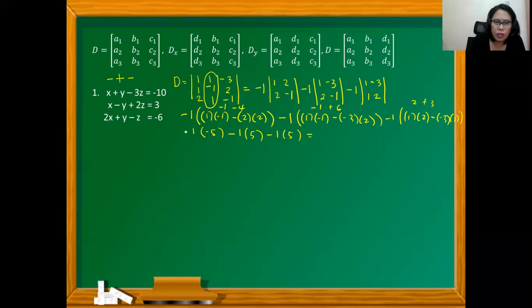So there must be a negative here. So this is negative 5 minus 10, which is negative 15... so our D here, class, is negative 5.